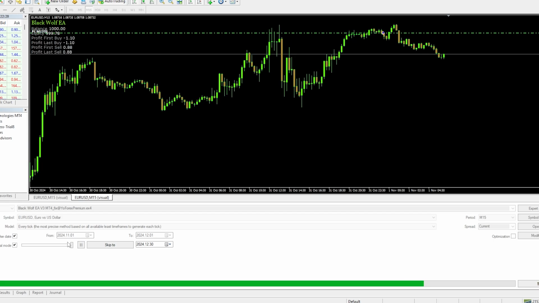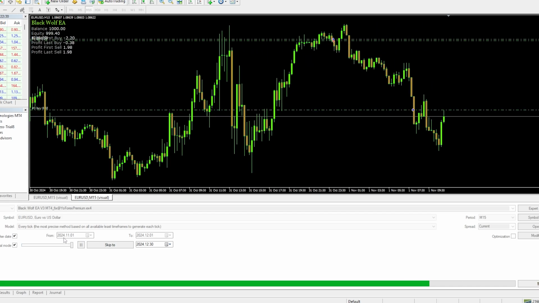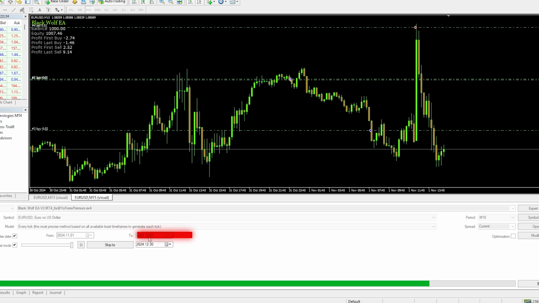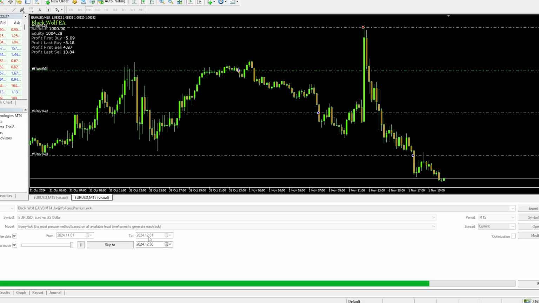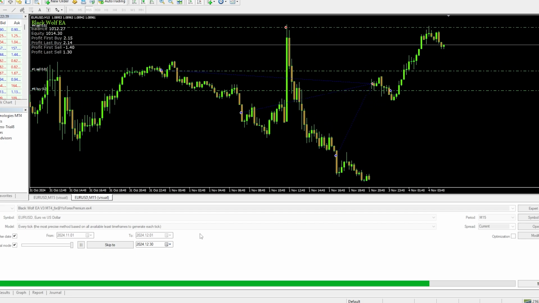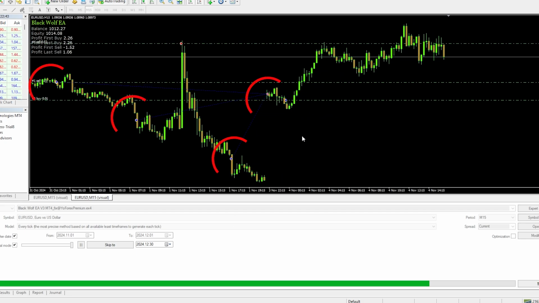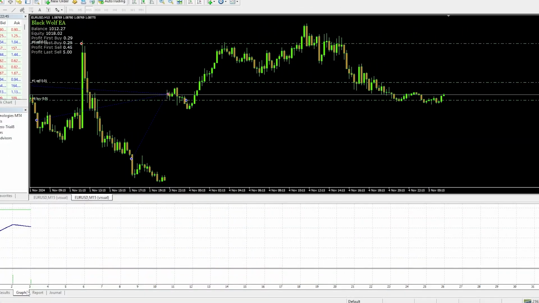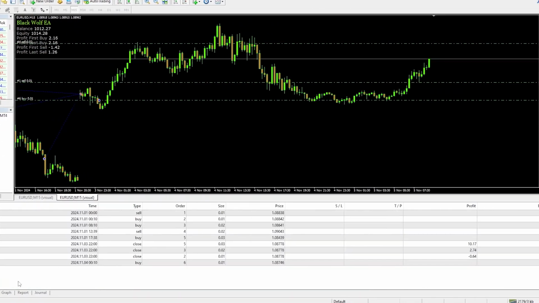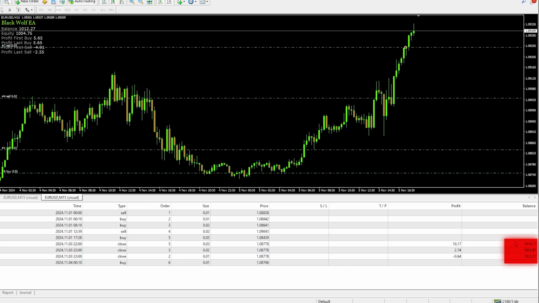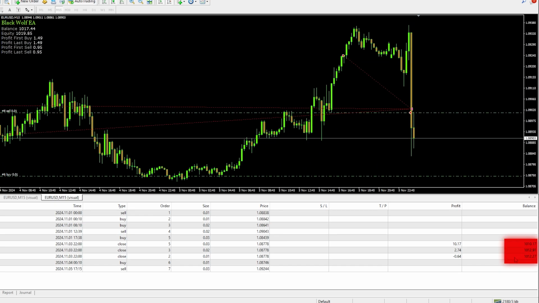So I have taken a random date that started from 2024 November 1 to 2024 December 1. I have taken the time span of nearly 1 month to backtest this EA. So right here you can see it has taken a lot of trade, and here is our graph section, and this is our result section, where I am watching the account balance that is increasing gradually.